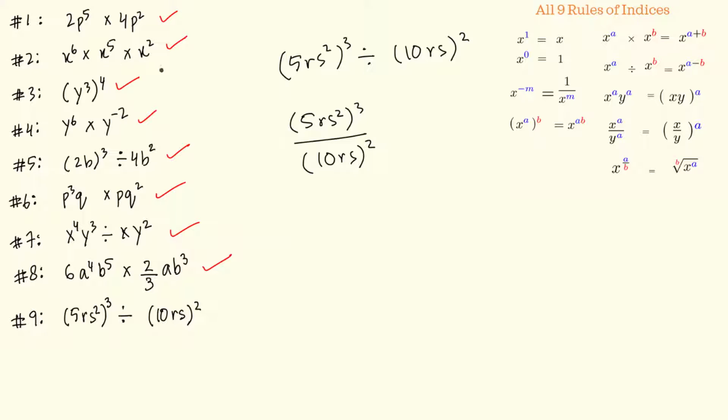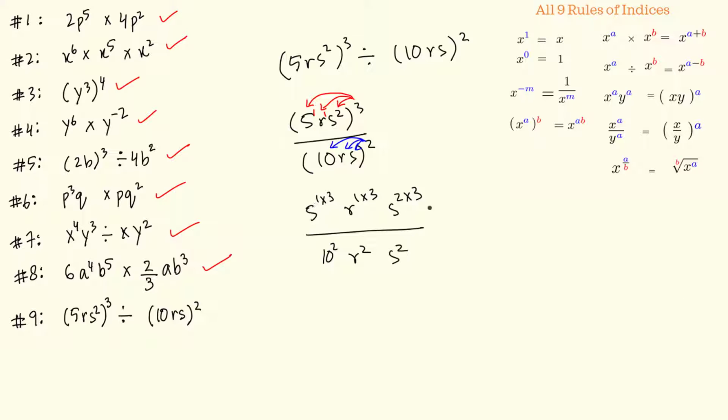And to remove the brackets, I'll take this power of 3 and send it inside the bracket. And after going inside, it multiplies with every power inside the bracket. This 5 has no power, means it has the power of 1. This r has no power, means it has the power of 1. And this s has the power of 2. So the numerator becomes 5 to the 1 times 3, r to the 1 times 3, and s to the 2 times 3. And similarly, after I send this 2 inside, this becomes 10 square times r square times s square.